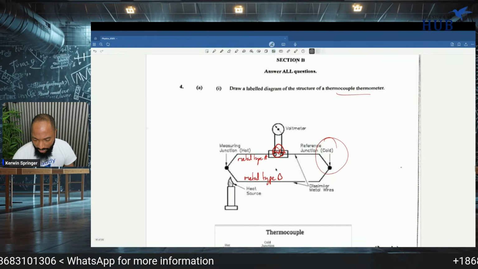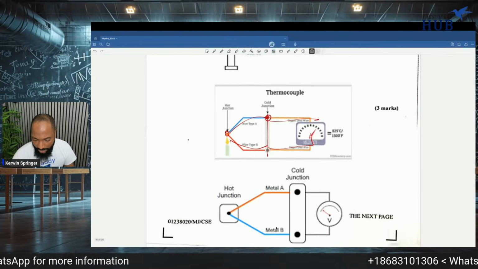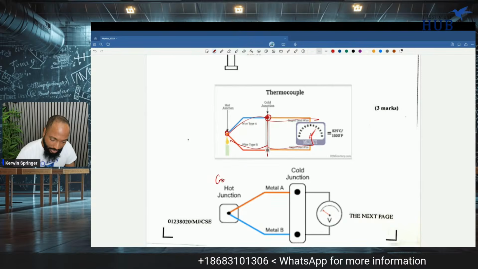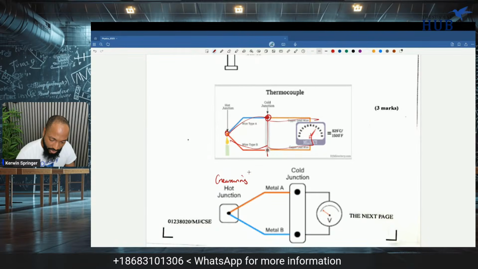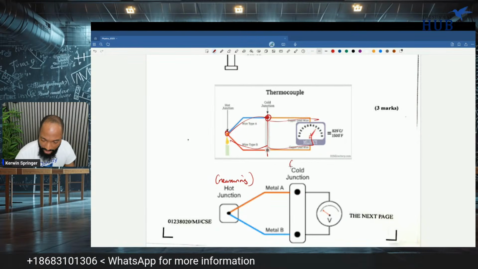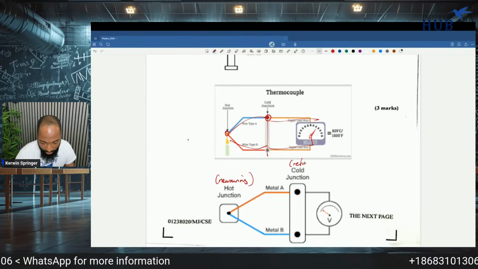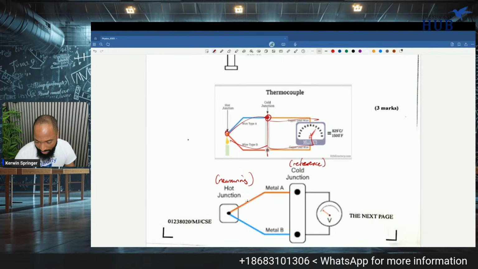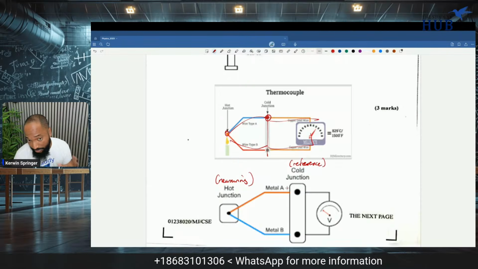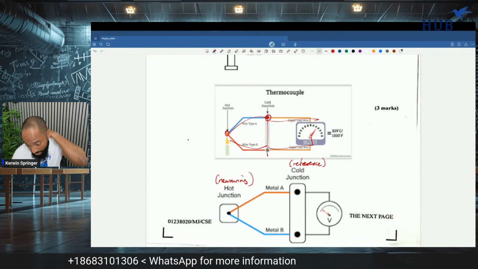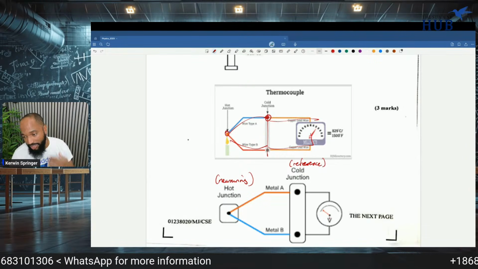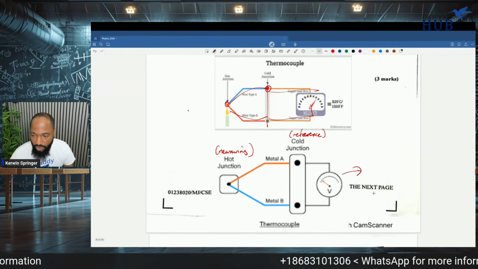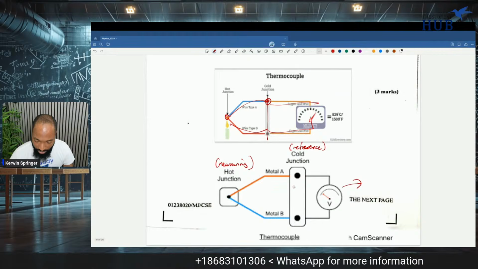Anything else we left out here? Reference, heat source, similar wires, metal A, metal B, hot junction. You could remember this is the measuring junction. This is what you're going to use to measure whatever, and this is the reference. Metals held at different temperatures will have an EMF, a potential difference between them, and this voltmeter will measure the difference, and you can use this to figure out what temperature it is.